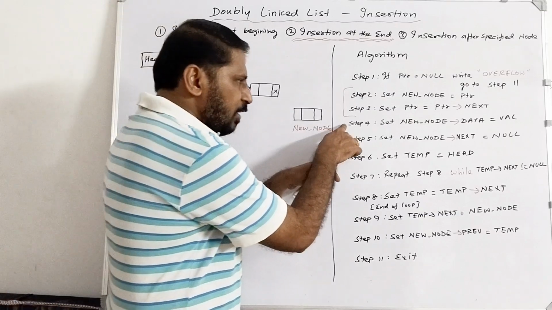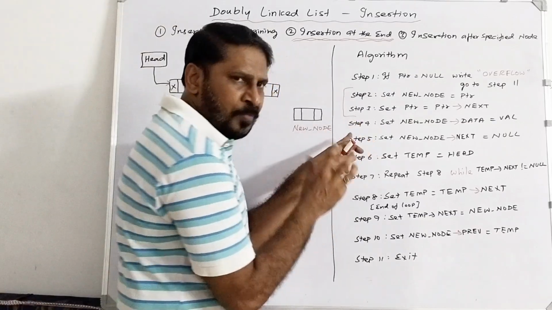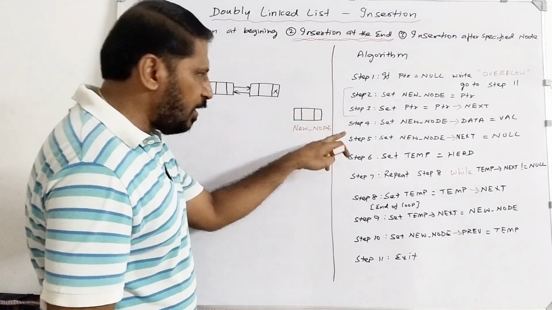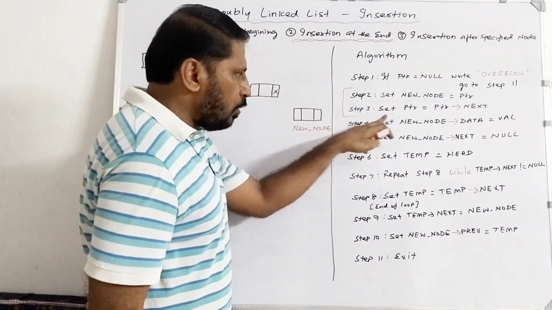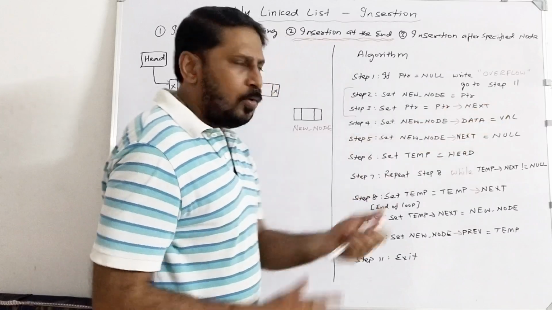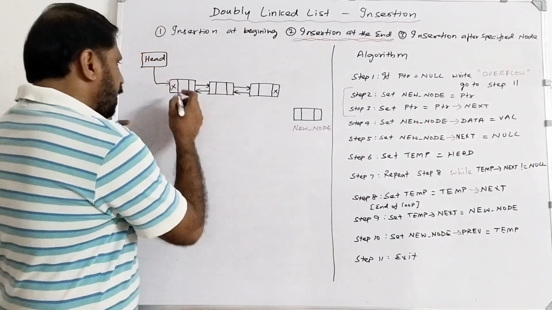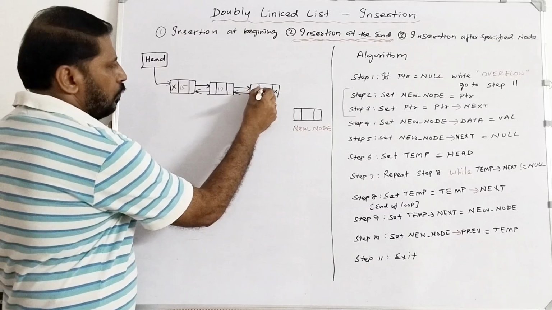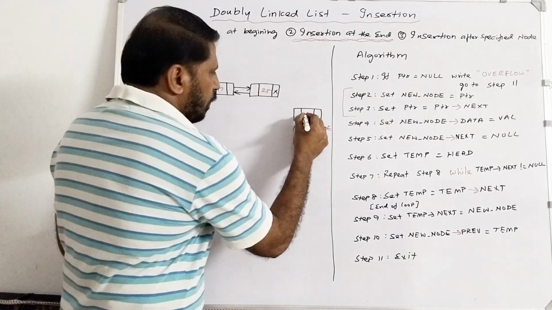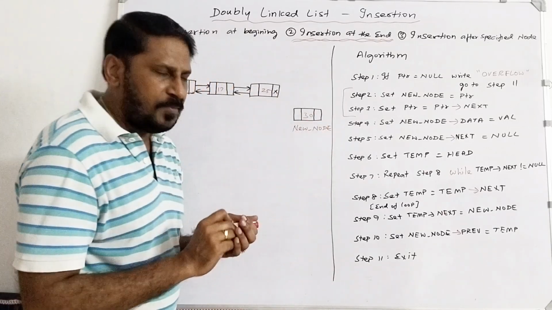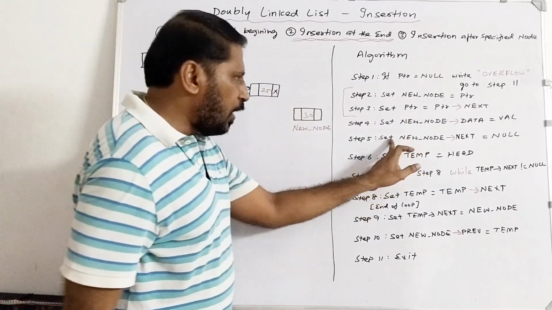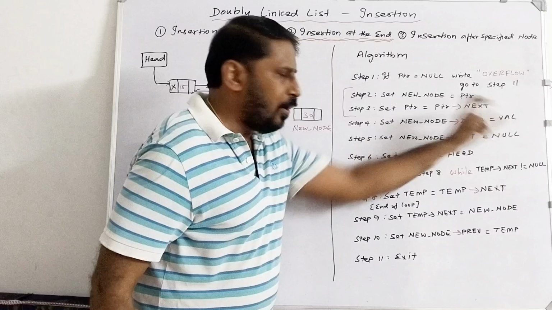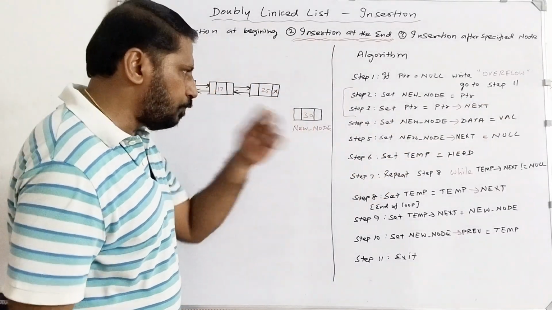Exactly from step 4, the actual execution of this insertion at the end starts. Step 4: set new node data equal to value. The values are already 15, 17, 25. Maybe the value I am going to add is 30. Just imagine that. Set new node data equal to value. So I am entering the value.